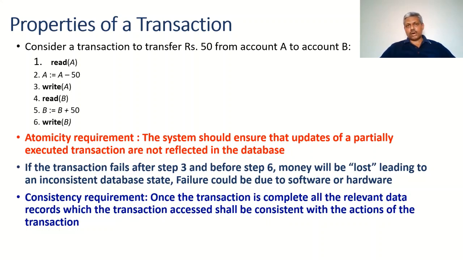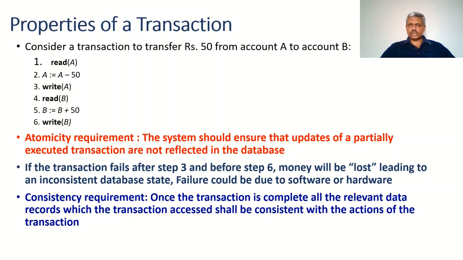So on a database, even if there are thousands of transactions taking place, for every transaction, either we should treat it as an atomic one, a complete one, or not done at all. That's how we treat the transactions on a database. That is called atomicity. The second property is the consistency requirement.